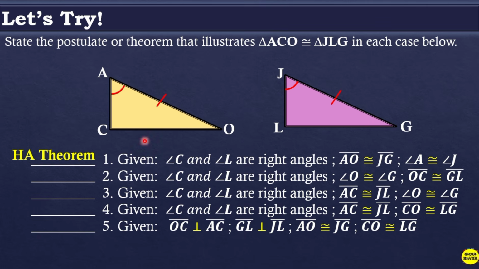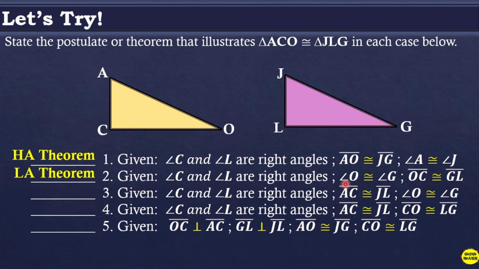Next, so again, these two angles are right angles. So we have angle O is congruent to angle G, and then segment OC is congruent to segment GL. So as you can see, we have the acute angle and the leg. So this is LA theorem.